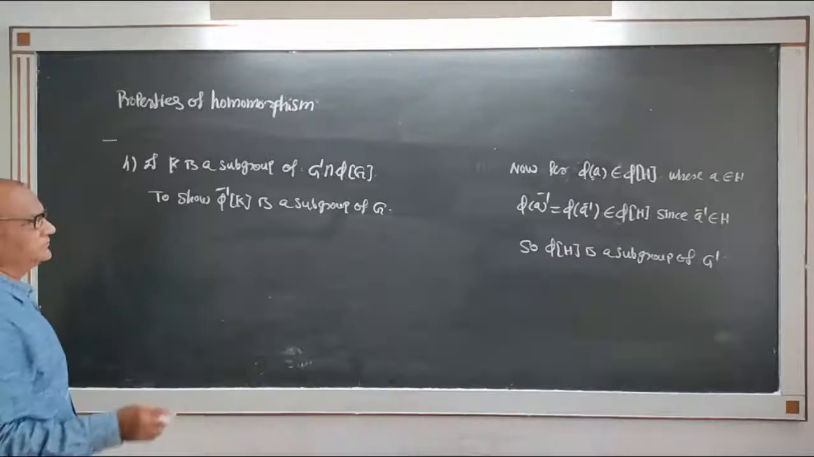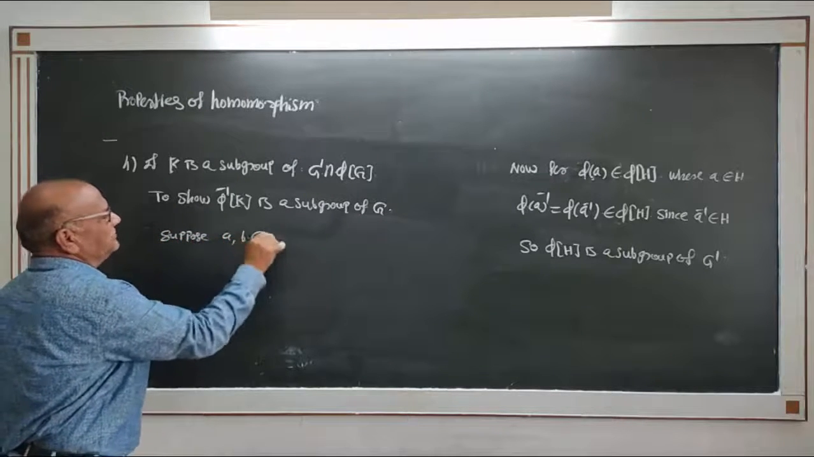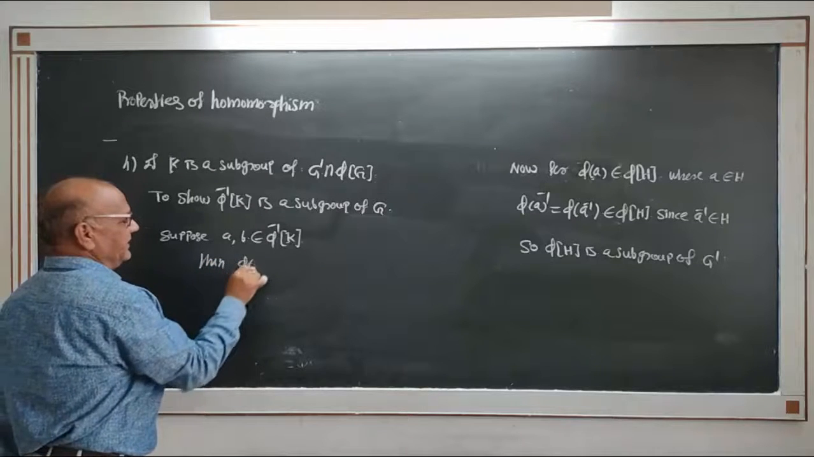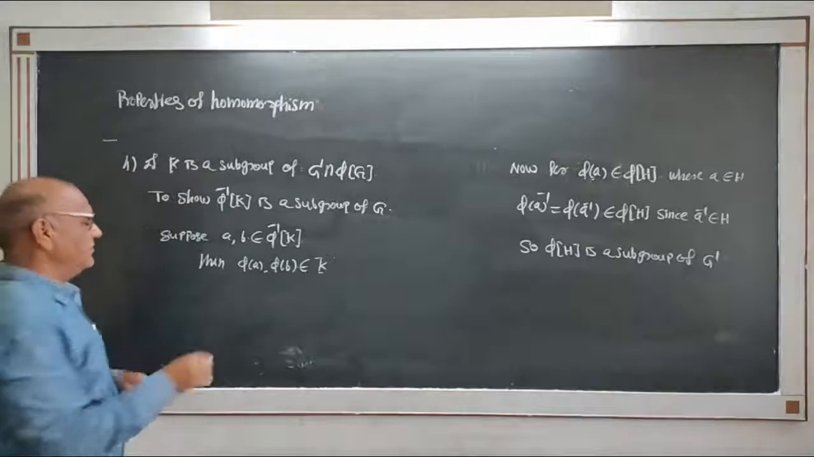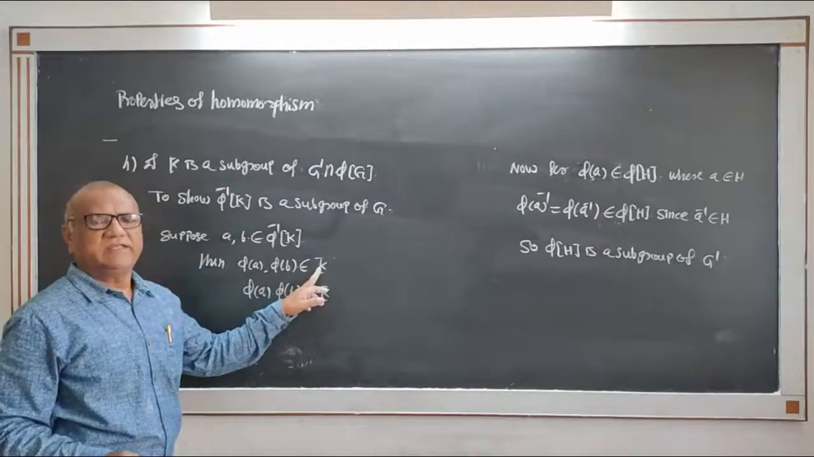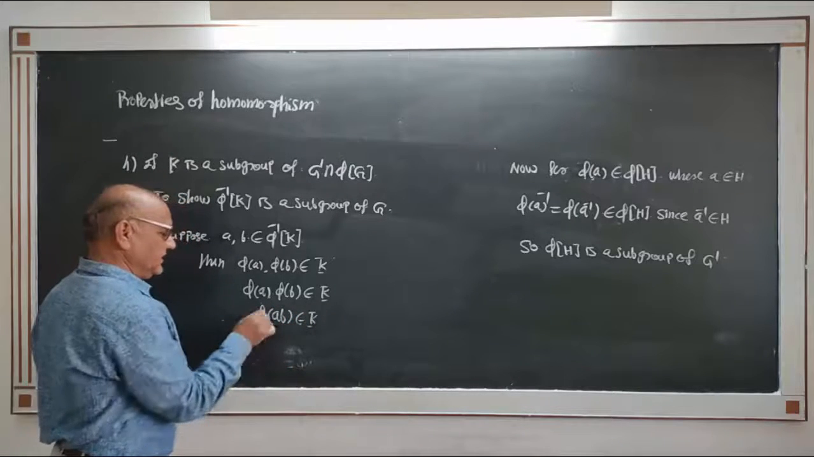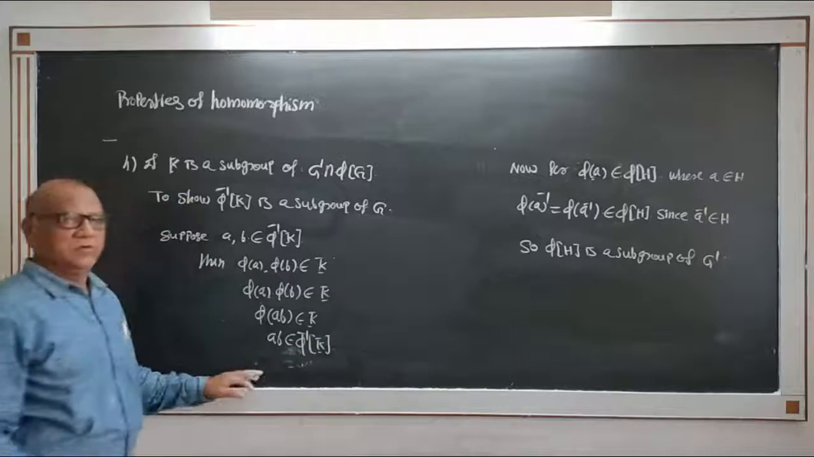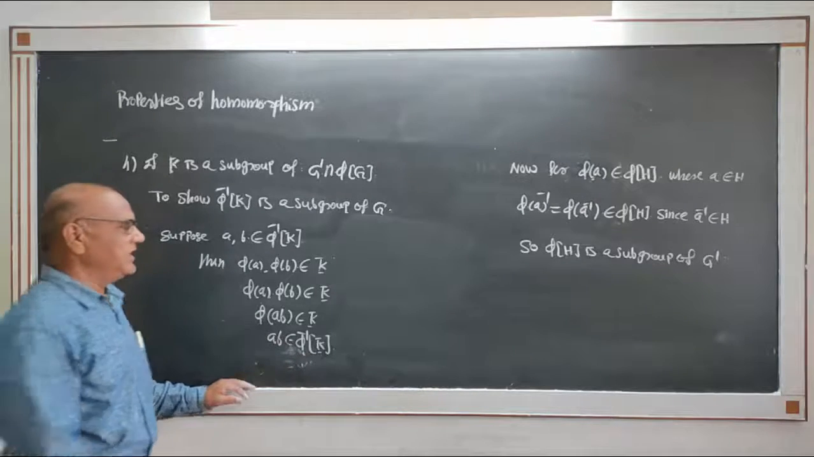Let K be a subgroup of G'. Suppose a, b belong to phi inverse K. Then clearly phi of a, phi of b belong to K. Now phi of a into phi of b belongs to K because K is a subgroup, and this gives, by homomorphism, phi of ab belongs to K. And so a into b belongs to phi inverse K. That means this set phi inverse K is closed under multiplication.